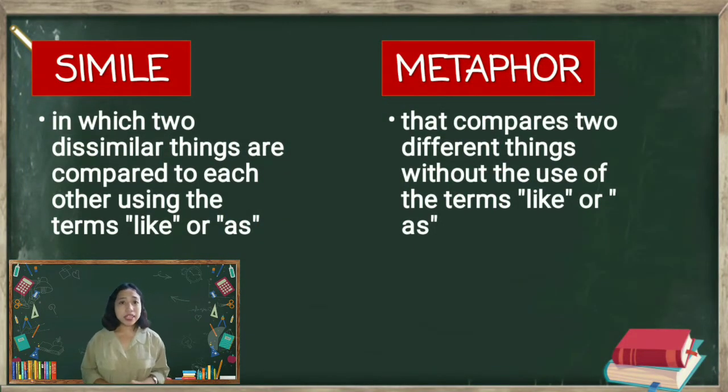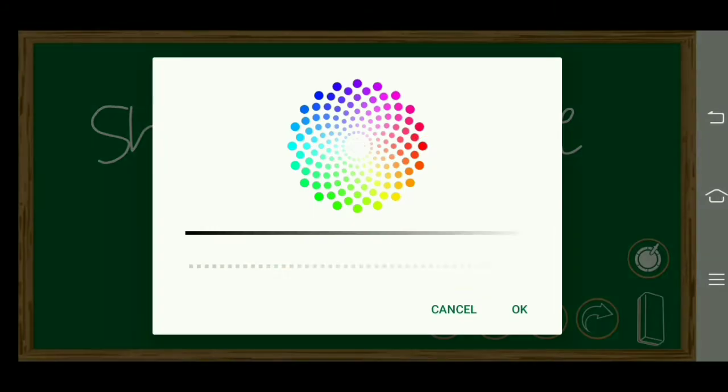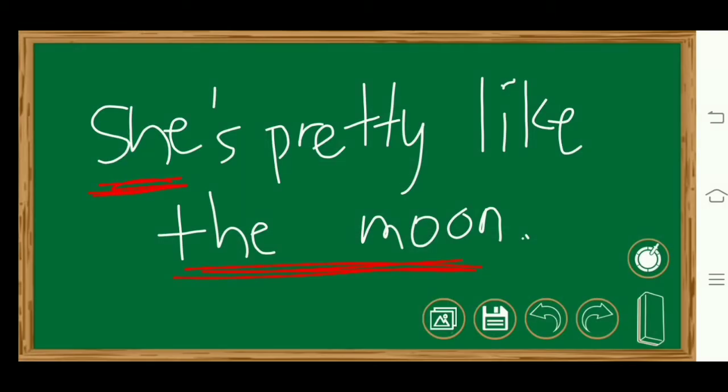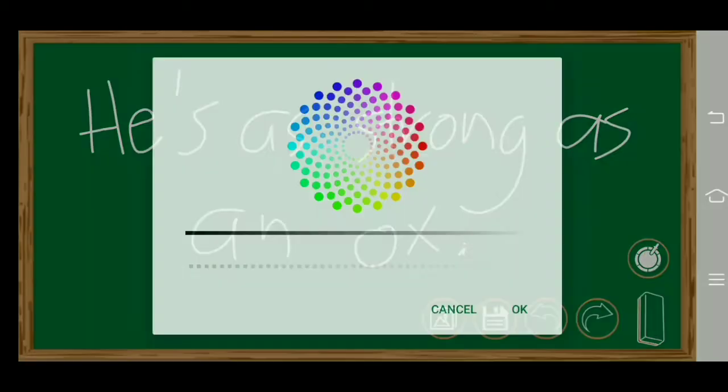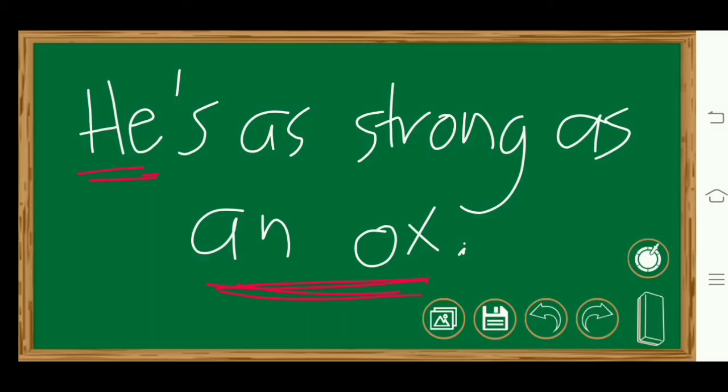Figures of speech that show comparison. Simile. Simile is the figure of speech in which two dissimilar things are compared to each other using the terms like or as. For example, she's pretty like the moon. The words she and the moon are compared to each other using the adjective pretty and the term like. Another example is, he's as strong as an ox. The words he and the ox are compared to each other using the adjective strong and the term as.